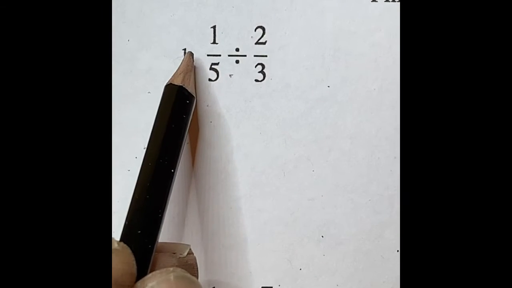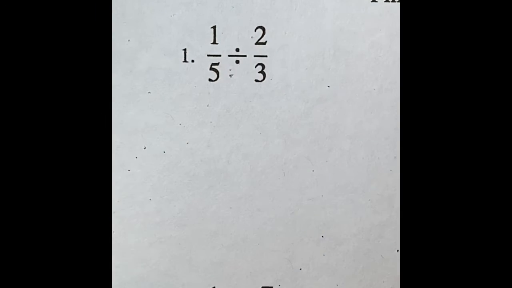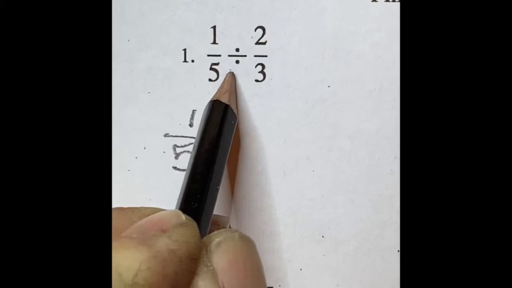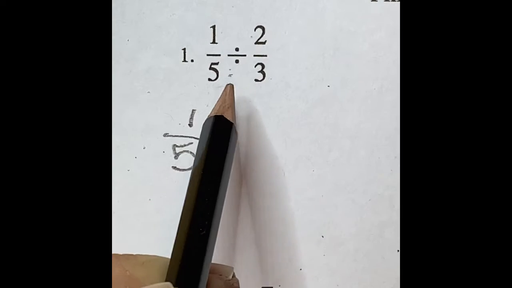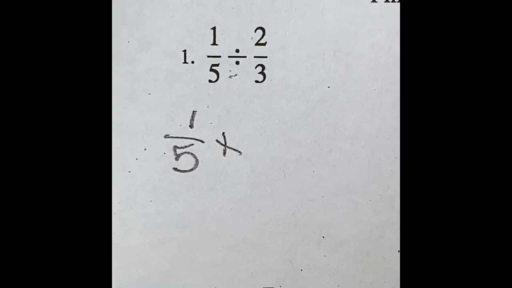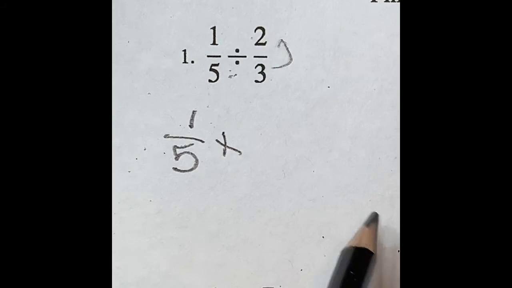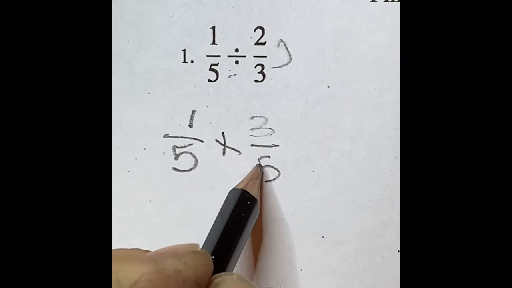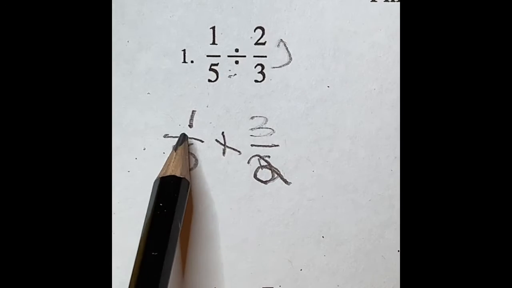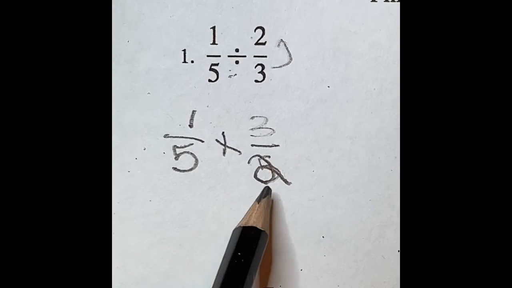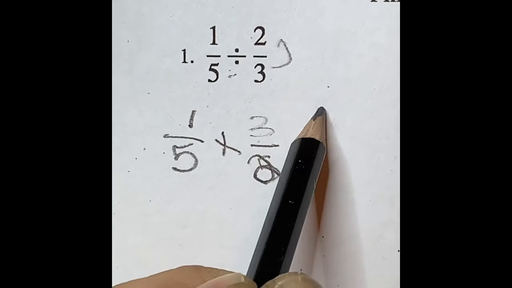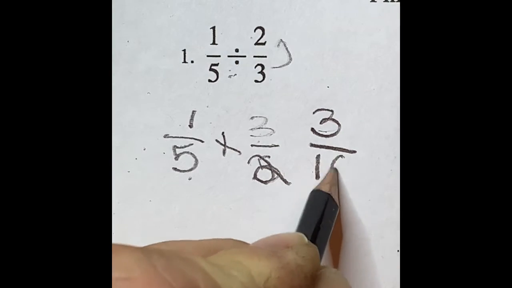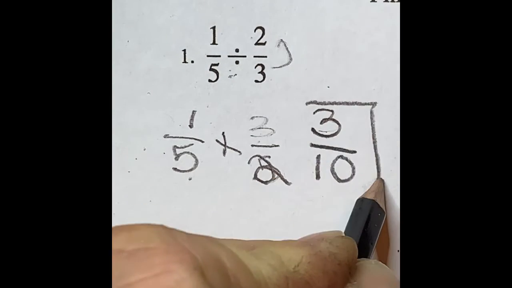We have 1/5 divided by 2/3. So if we're going to do the keep, we keep the 1/5. We change the division to multiplication, and we flip the second fraction, which leaves us with 1/5 times 3/2. 1 times 3 is 3. 5 times 2 is 10. Your answer is 3/10.